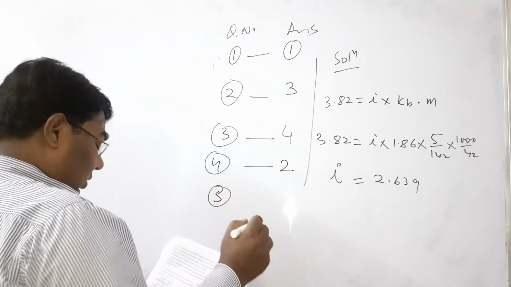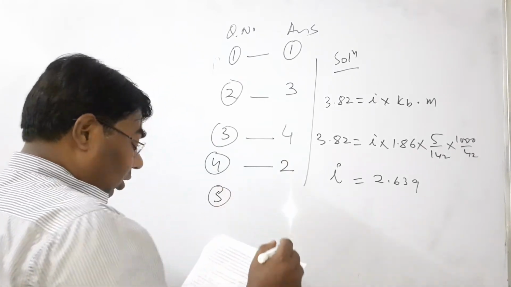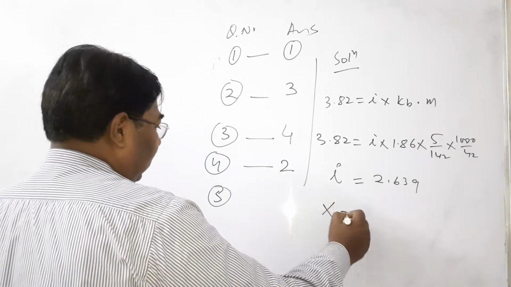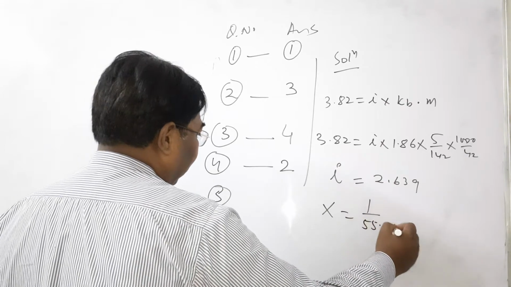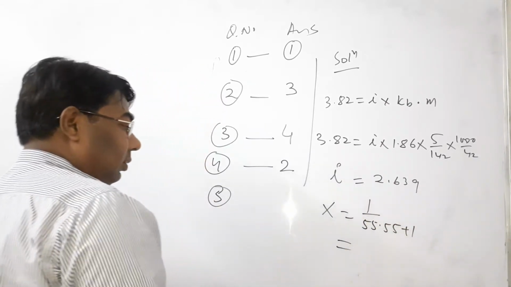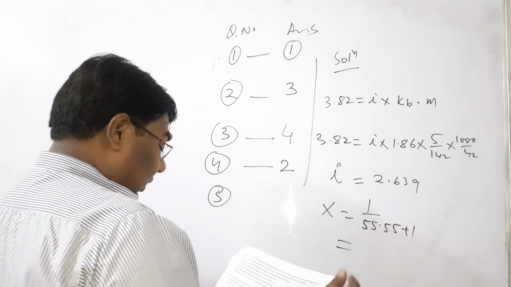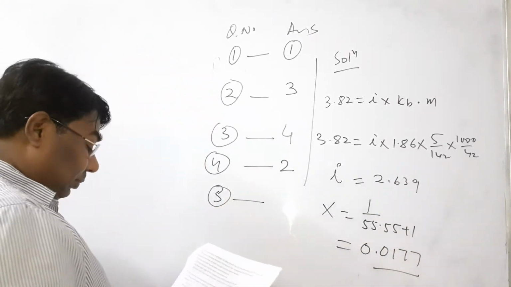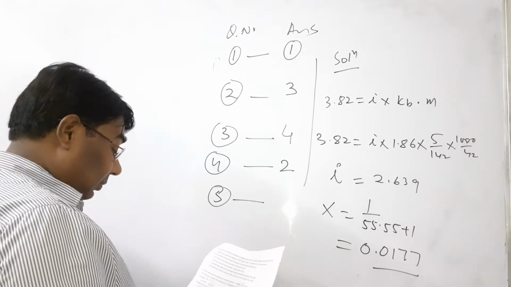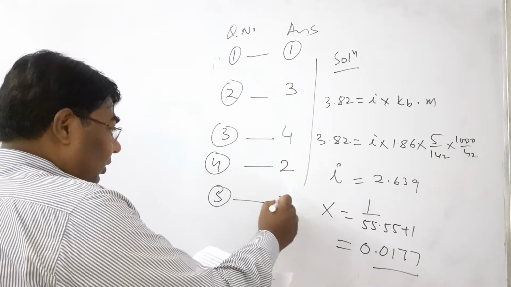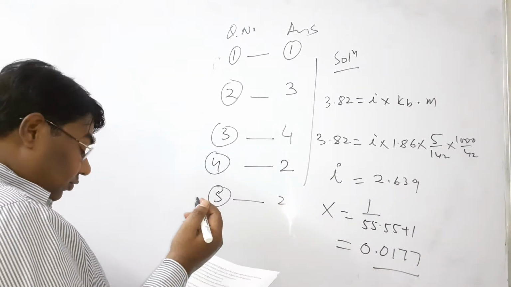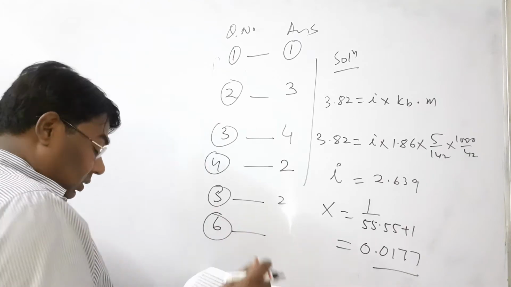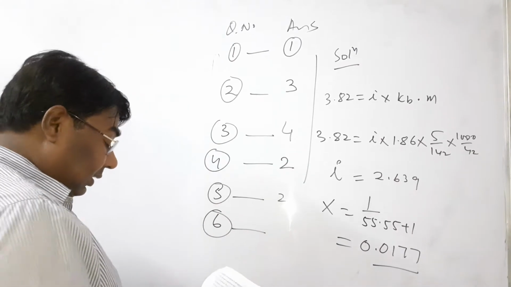Now for the fifth, the mole fraction of solute in 1 molar solution will be x is equal to 1 by 55.55 plus 1. Then after calculation, the answer will be 0.0177. So for the fifth, the right answer is option number 2. Now you move to question number 6. For 6, the correct answer is option 3.